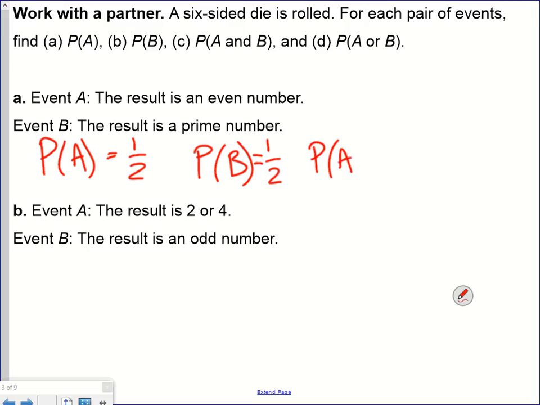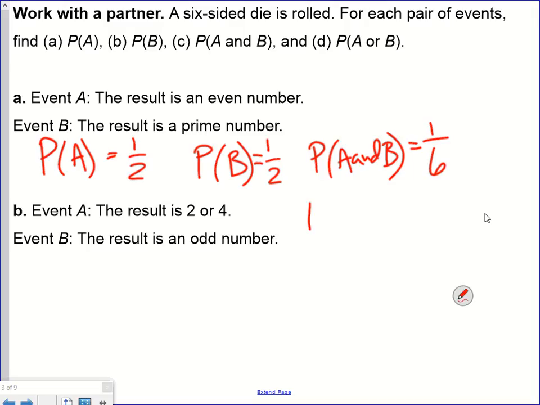Probability of A and B. So I'm going to look at my Venn diagram. That's the reason that I did this. And how do I get both of those things to happen? Well, it's only when I roll a 2. So that is 1 possibility out of the 6 numbers I could roll.